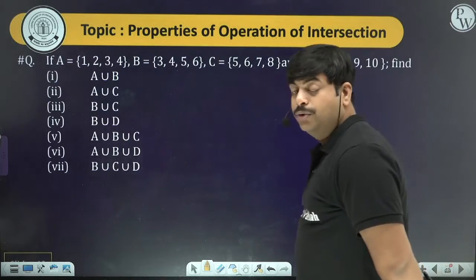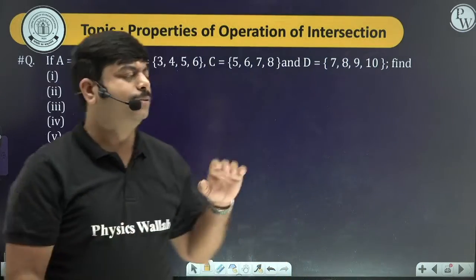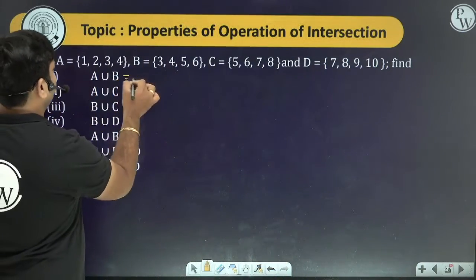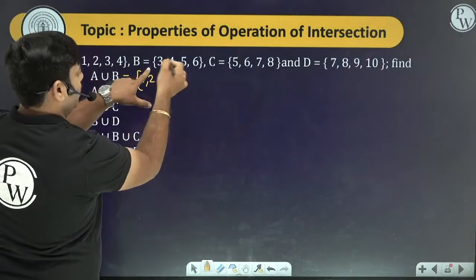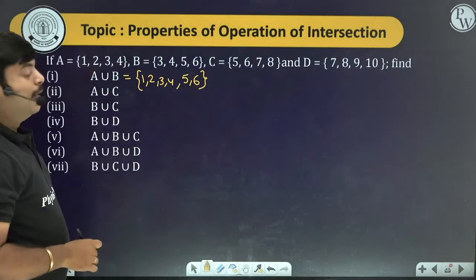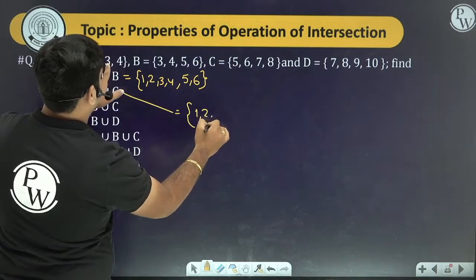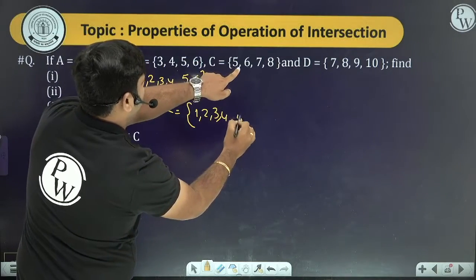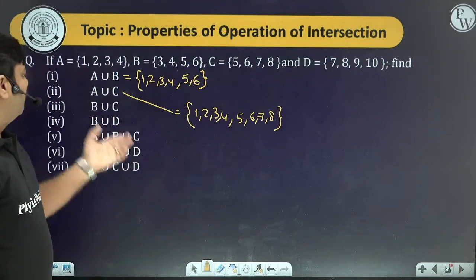People, in union, I told you that you need to include every element. So A union B will have 1, 2, 3, 4. 3, 4 is already included, and 5, 6. That's it. A union C: 1, 2, 3, 4, 5, 6, 7, 8. A and C clubbed. Same way you can find B union C.